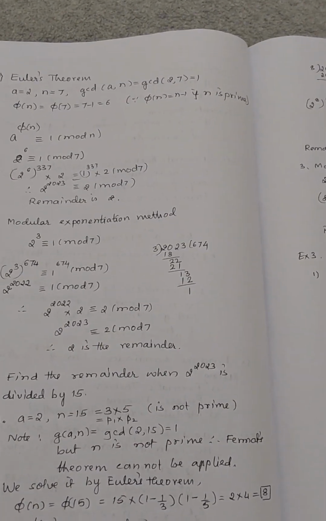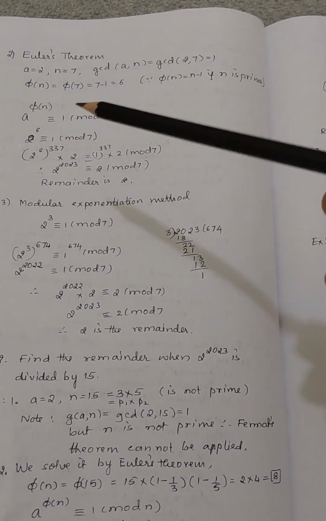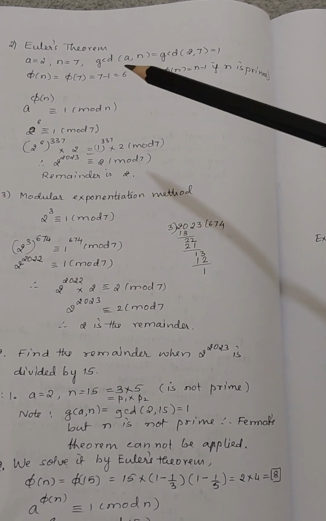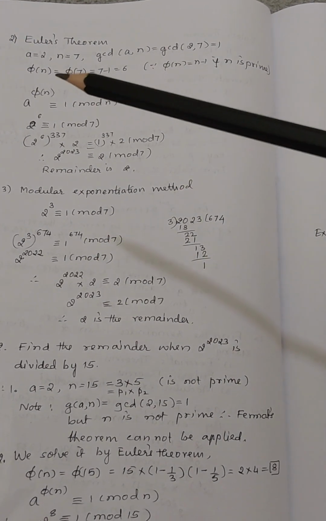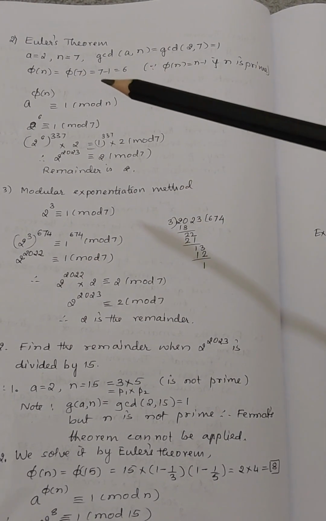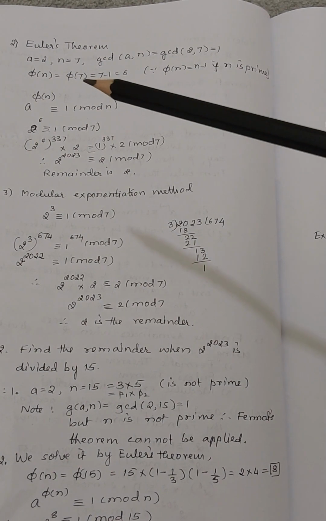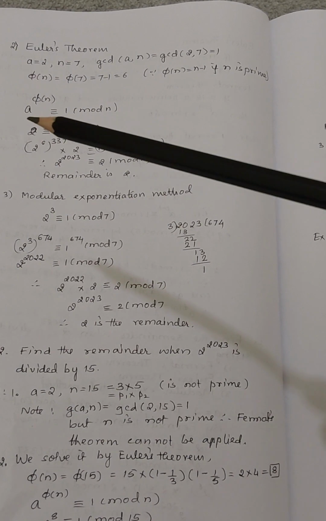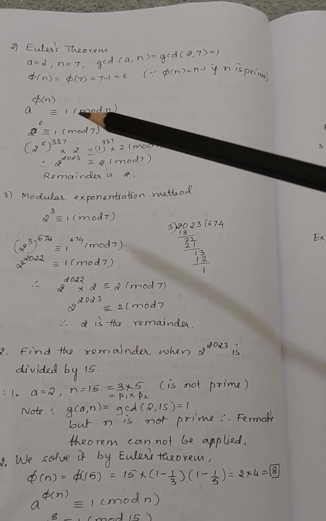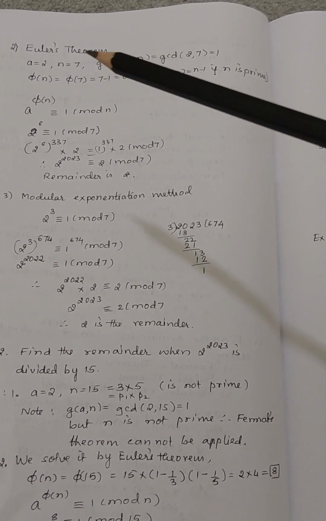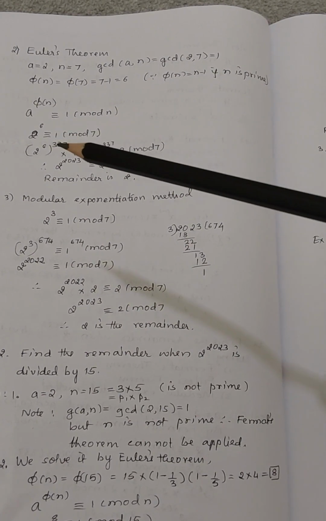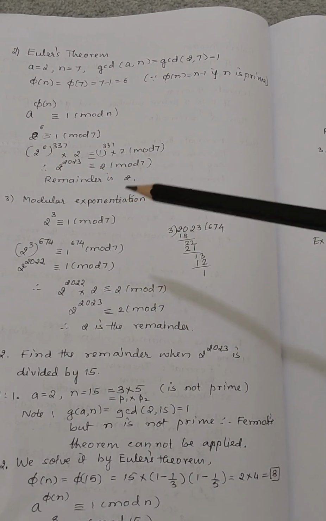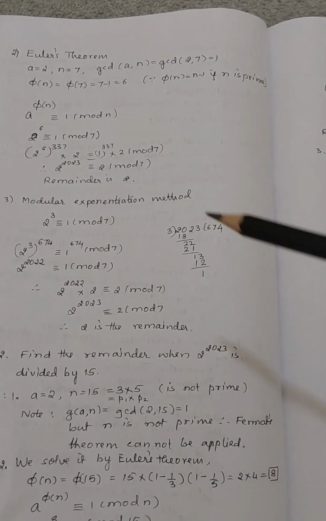The same problem can be solved by Euler's theorem. A is 2, n is 7, and 2 and 7 are relatively prime. Next we have to calculate phi of n. So phi of 7 is n minus 1 because n is a prime number, it is 6. So a power phi of n must be congruent to 1 mod n as per Euler's theorem. So 2 power 6 is congruent to 1 mod 7. Same procedure as Fermat's theorem, even this gives the remainder as 2.